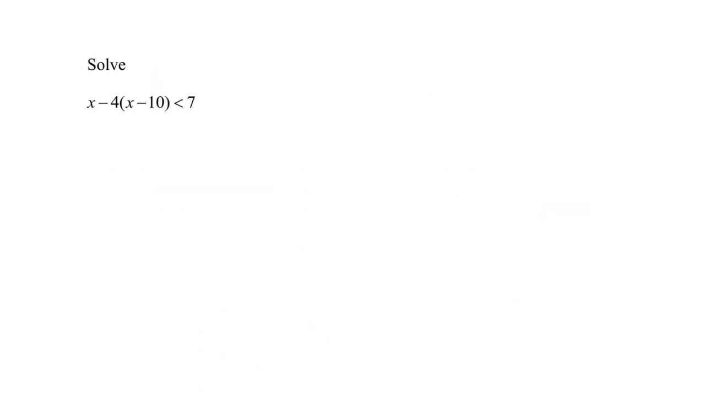Hello everyone, welcome to this problem where we are going to solve this particular question or inequality. Well, I see bracket. The very first thing is for me to expand and simplify this bracket. Negative 4 multiplied by x is negative 4x. Negative 4 multiplied by negative 10, positive 40. And let's continue. x minus 4x, that will give me negative 3x. And I still have my 40 here.